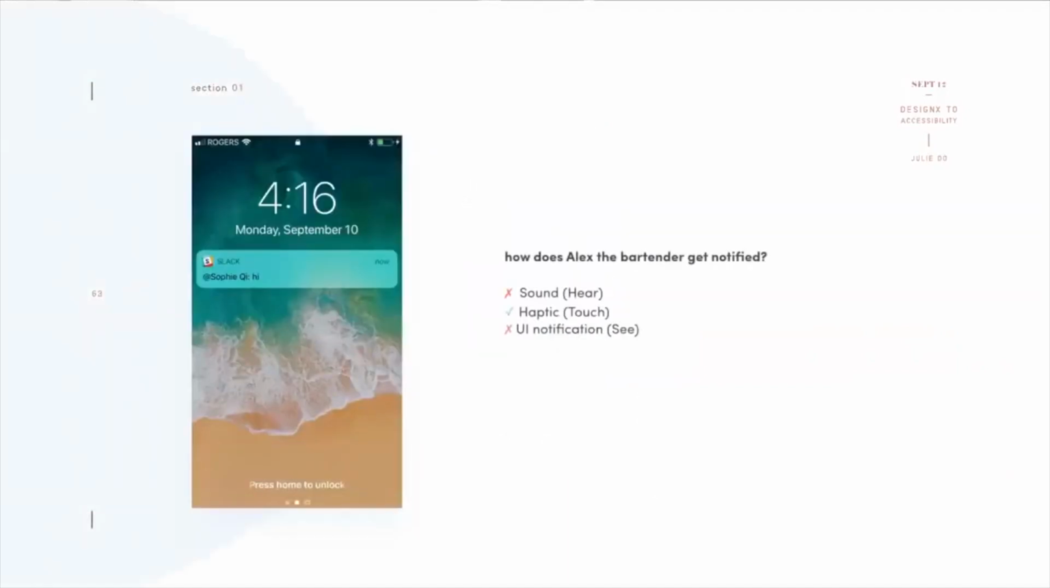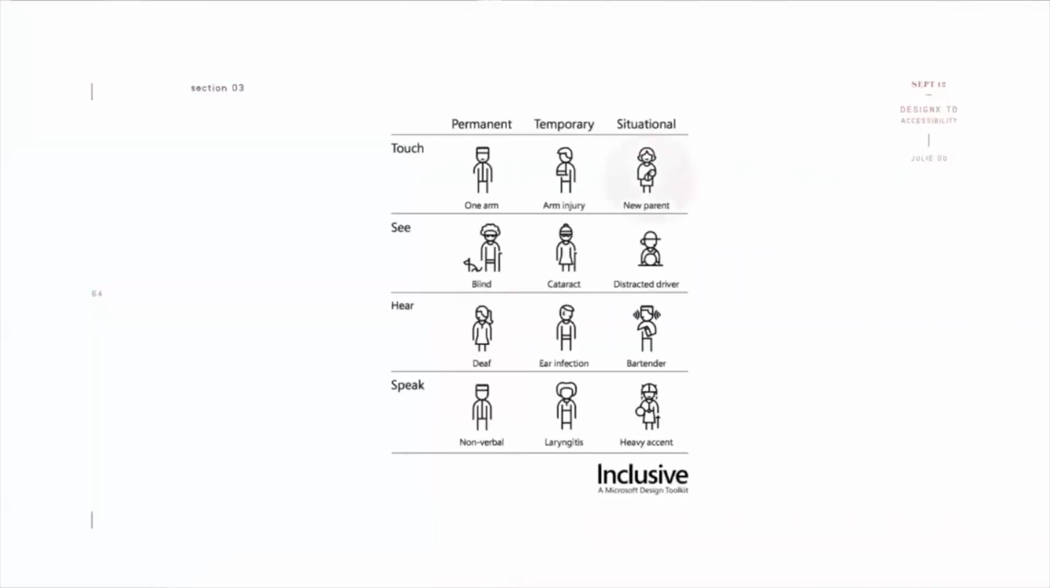Alex receives a notification on his device. How does Alex get notified that, in this case, Sophie sent him a message? He can't hear through sound because his environment is really loud, and he can't see because he has, let's say, his phone in his pocket. But Alex gets notified through that layer of touch. The phone vibrates, and that's how Alex realized that he got a message on Slack. So you can see how the layers of communication allowed Alex to get notified.